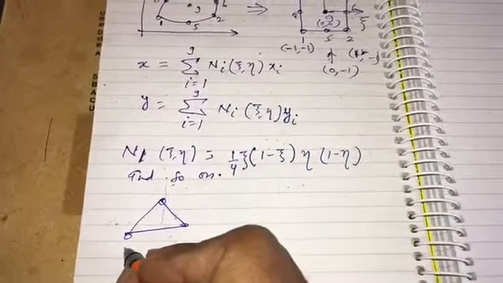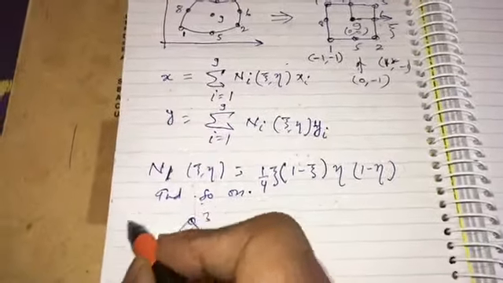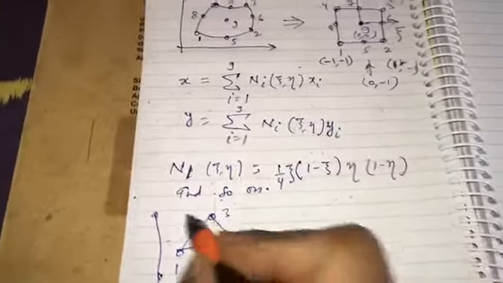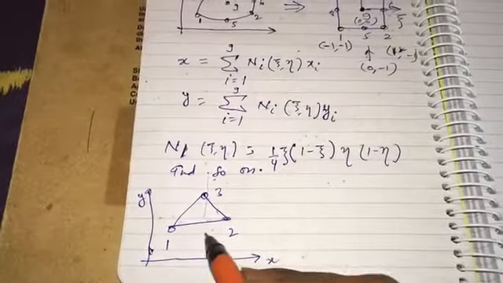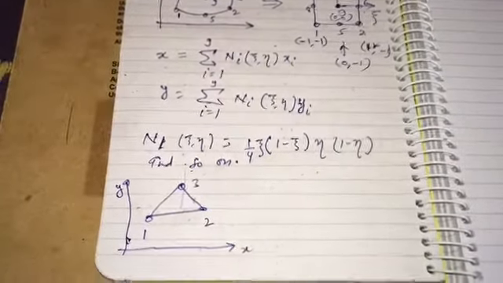So element node 1 to 3, and we did the analysis. So this is x and y. We had x1, y1 and so on, the coordinates for all these nodes, and we did the analysis.